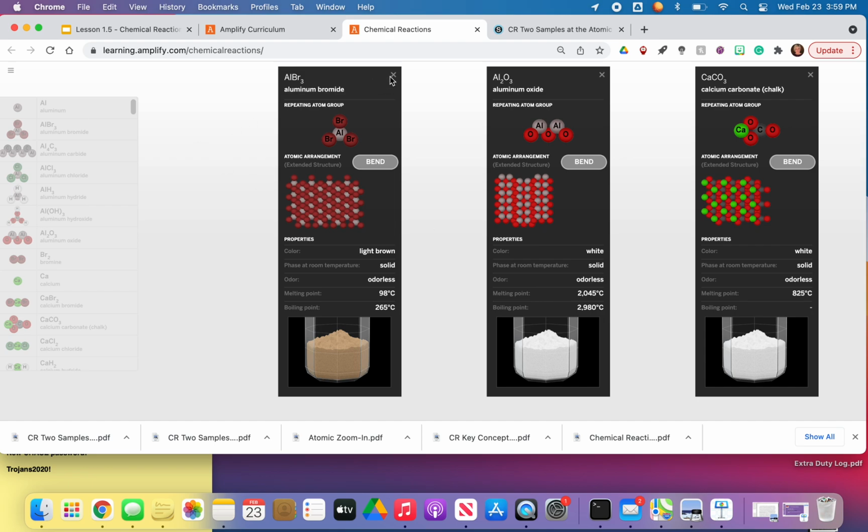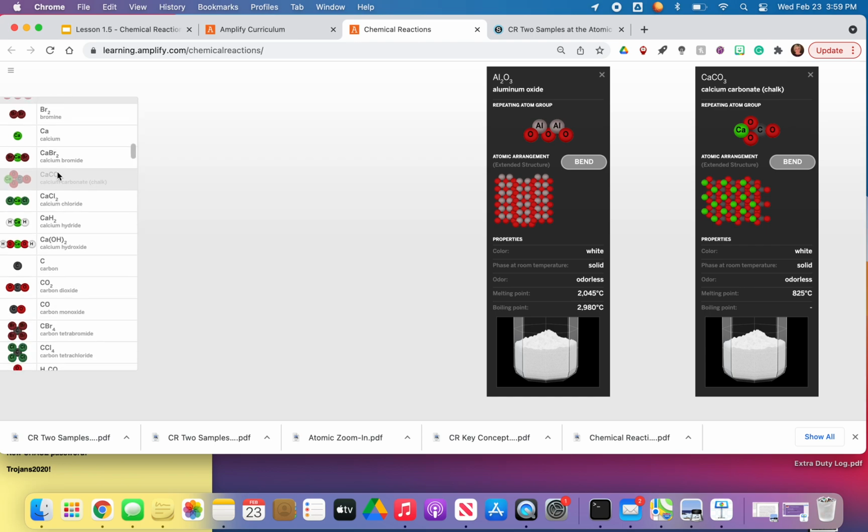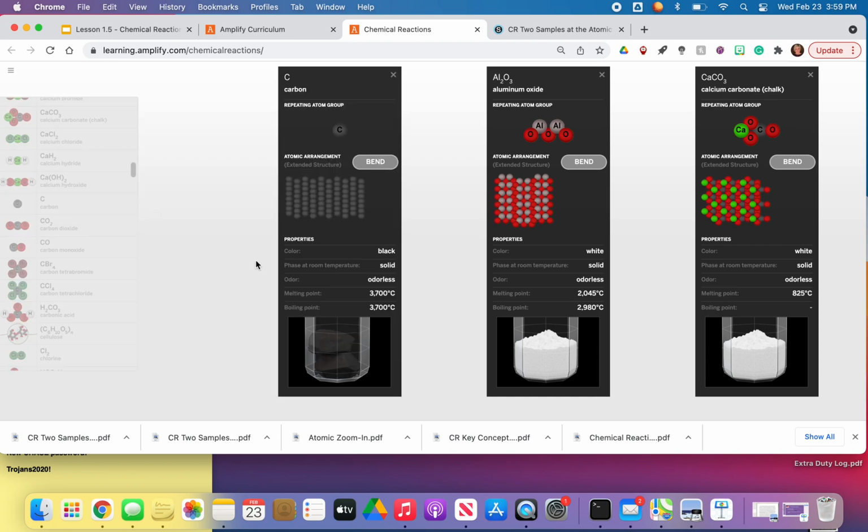Let's just, for kicks and giggles, I'm going to get rid of one of these, and I'm just going to go to straight. I'm going to look at just straight carbon. Carbon in its own, like pure carbon, is just made up of repeating atom groups of carbon. So it looks just like this. It's carbon, carbon, carbon. This is what's called a pure element. If I bend it, it separates because you can break carbon apart.